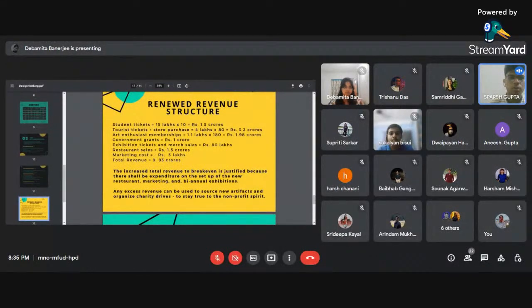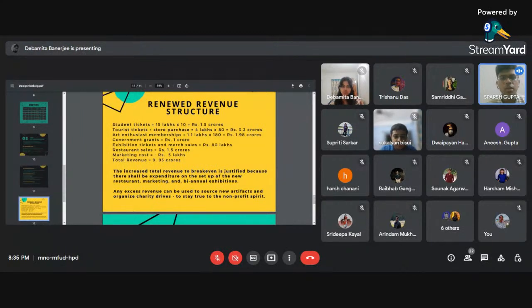Okay, so here is our renewed revenue structure, where the student tickets cost the same and around 15 lakh students visit our museum. That gives us a revenue of around 1.5 CR. The tourist tickets and in-store purchases, given that tourists increase, is around 3.2 CRs, given that 30 is the entry fee and 50 is the average purchase value. And enthusiast memberships, taking it as 1.1 lakh members, will give us around 1.98 CRs.